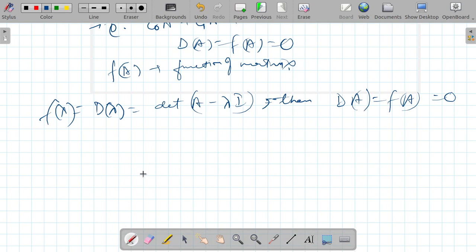Now let us talk about functions of a diagonalizable matrix.